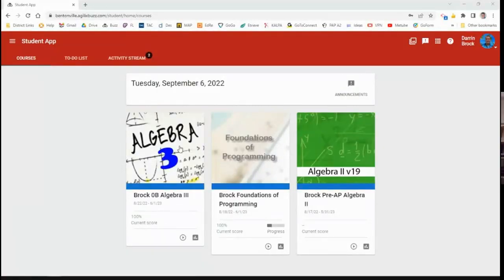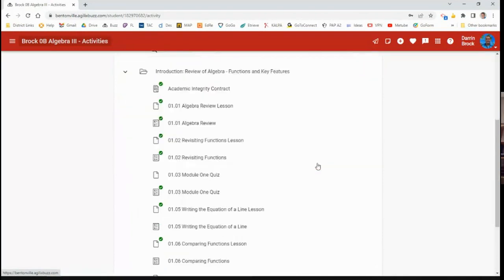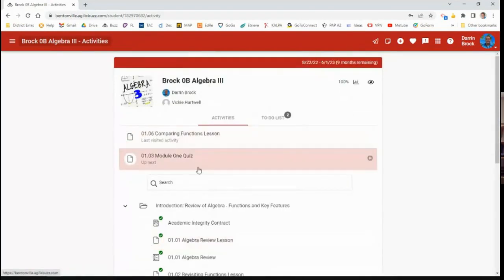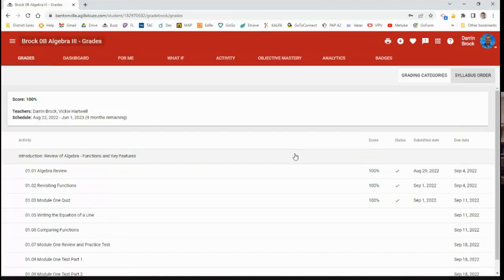Okay, looking at Algebra 3. Again, I like to go to the grade screen because that's the easiest way. This just shows you all of the stuff, but it doesn't tell you when anything's due. This is not necessarily the best thing you use. The to-do list can get out of date or not let you know if something's already passed.